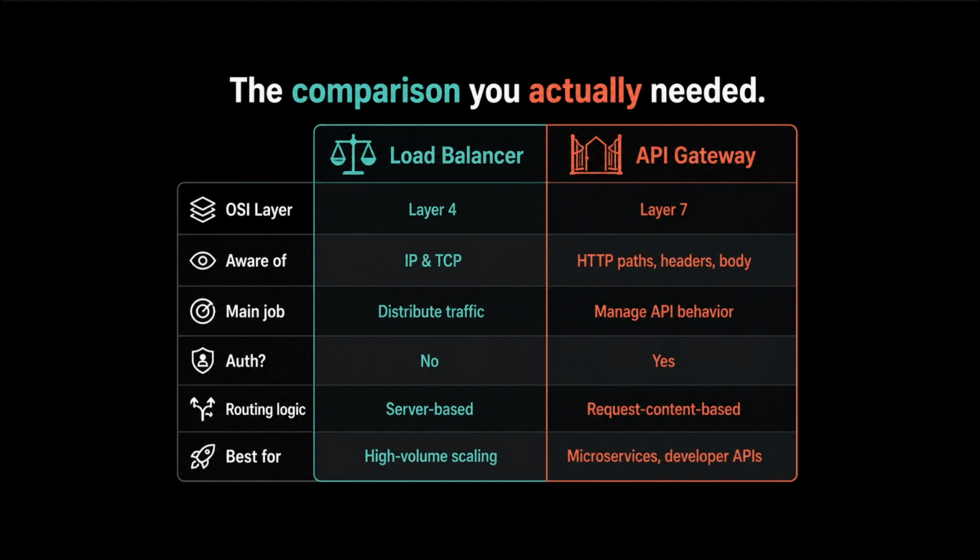It reads your full HTTP request, routes based on content, handles auth, rate limiting, transformations. Different tools, different jobs, and honestly, most production systems use both. You'd put the API gateway at the edge to handle all your application layer logic, and then behind it, in front of each microservice cluster, you would have a load balancer distributing the traffic across multiple instances of that service.